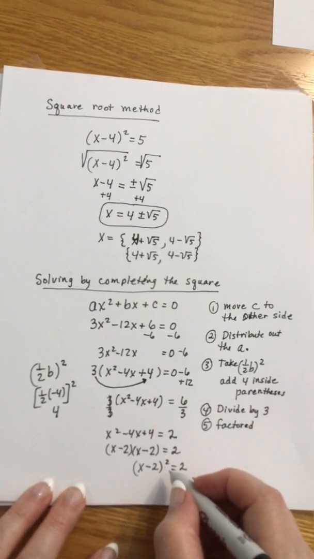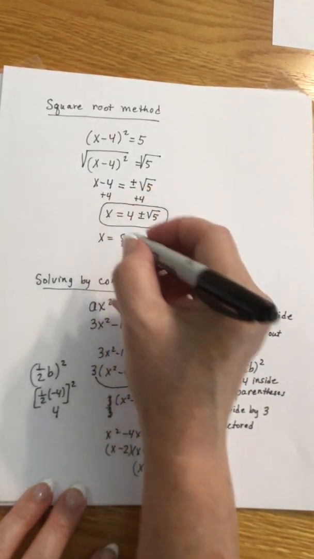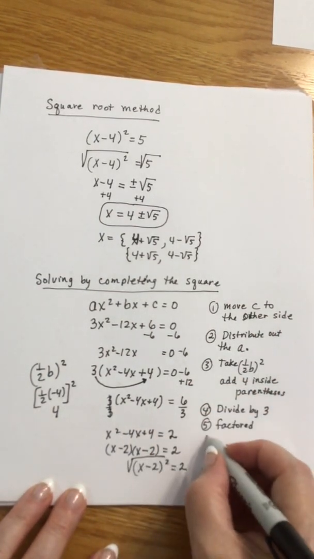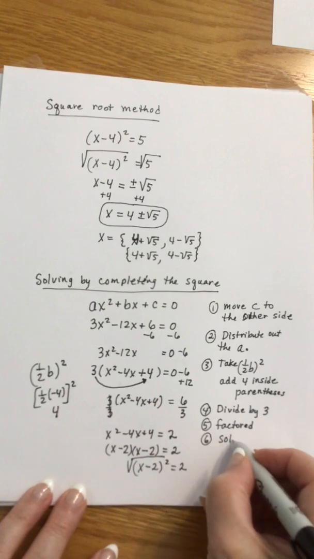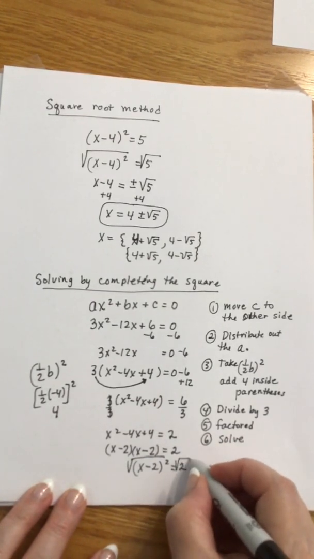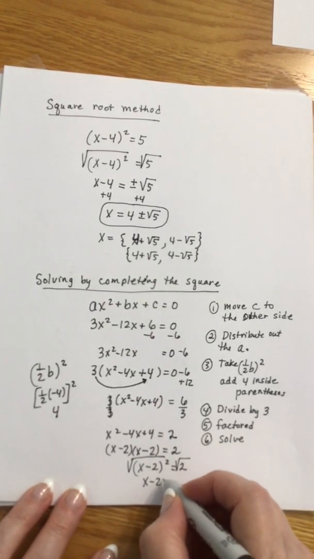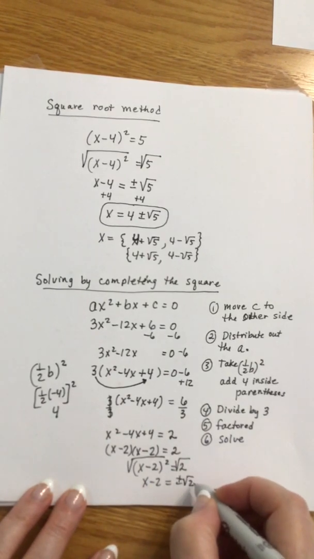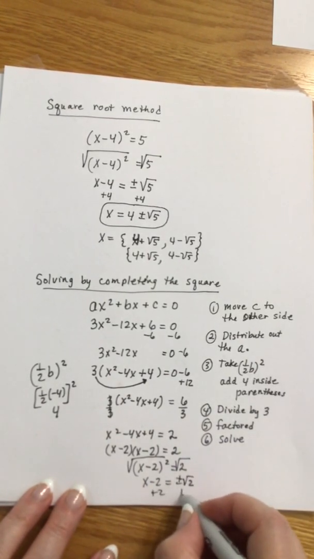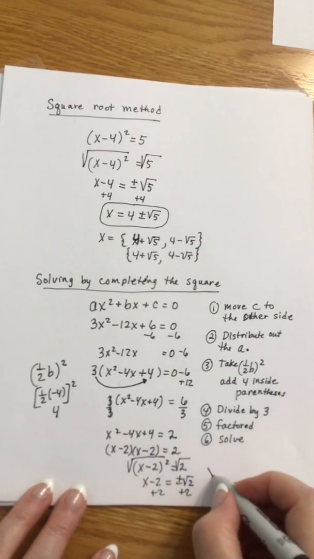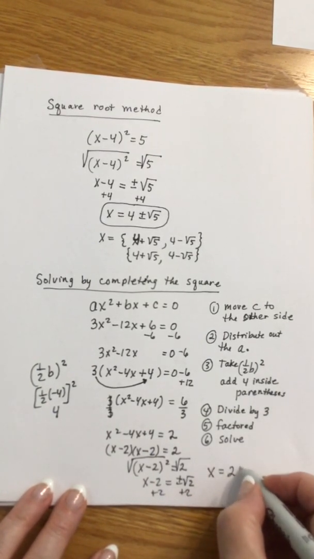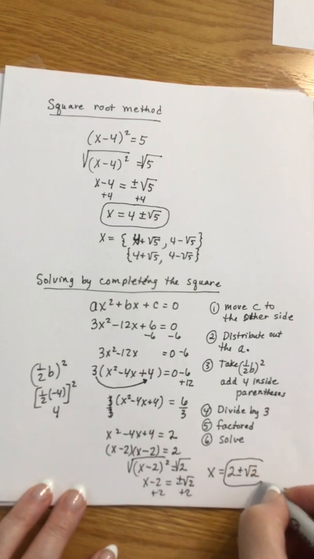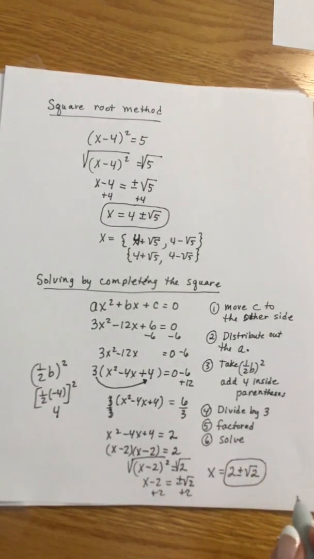But if we look back at what we did up here, we did square root methods. So that's what we're going to do for the rest of it here. So we're going to solve. Square root on both sides gives me x minus 2. Square root of something squared, plus and minus the square root of 2. So I add 2 to both sides. And my answer then gives me x equals 2 plus and minus the square root of 2. So that's completing the square.